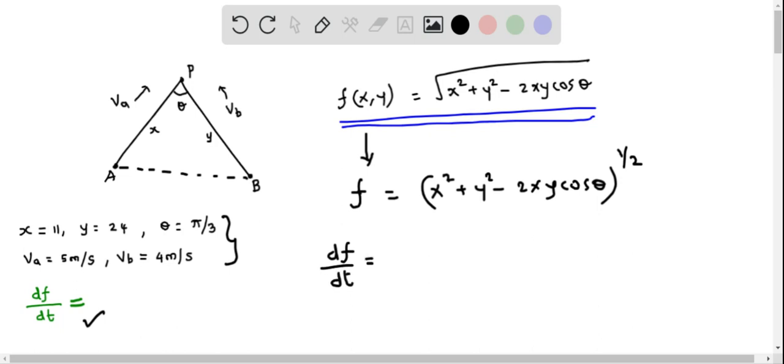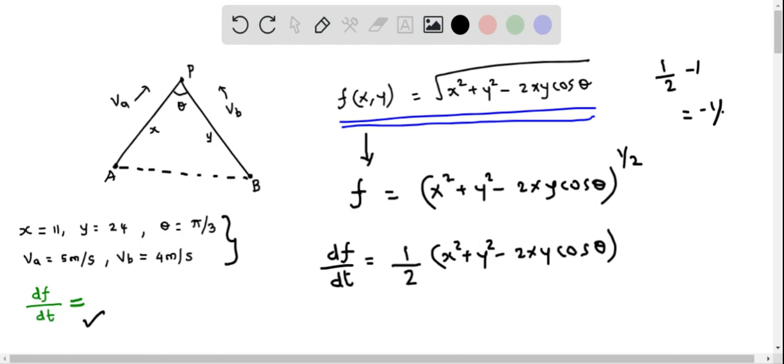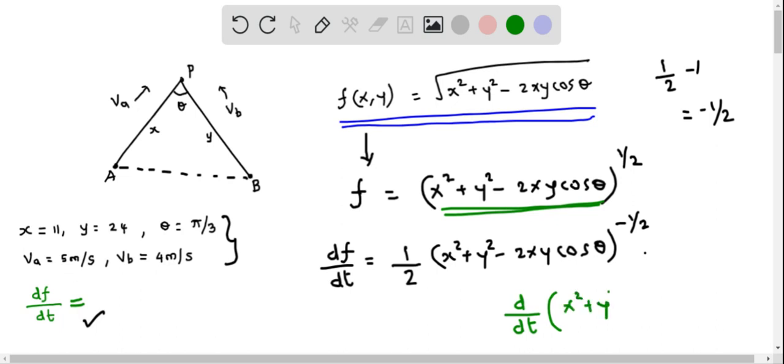and we first apply the power rule. So when we apply the power rule, we put the power in front and raise this expression, that is x squared plus y squared minus 2xy cos theta, to the power of 1 by 2 minus 1. So 1 by 2 minus 1 is negative half. So we will have negative half here times, we have to apply the chain rule to differentiate the expression inside this power. So we have to put d by dt of the complete expression, that is x squared plus y squared minus 2xy cos theta.